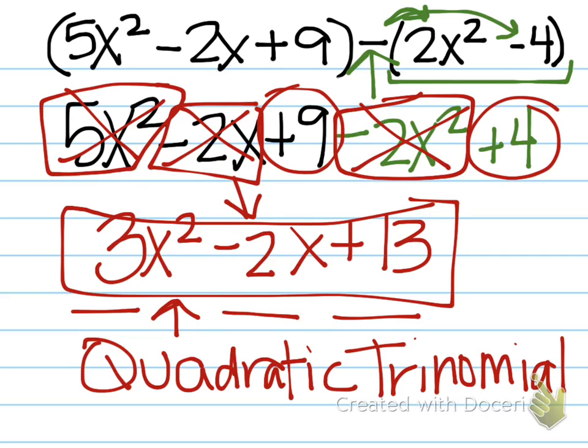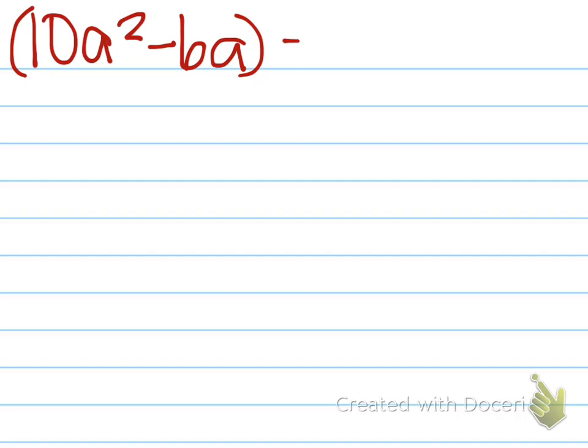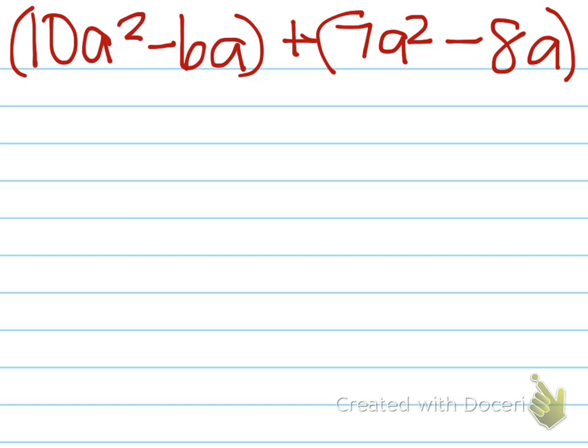All right, let's try number 17. 17 was even easier. So I have 10a squared minus 6a plus the quantity of 7a squared minus 8a. All I have in the middle here is a plus. I cannot FOIL because I'm not multiplying.